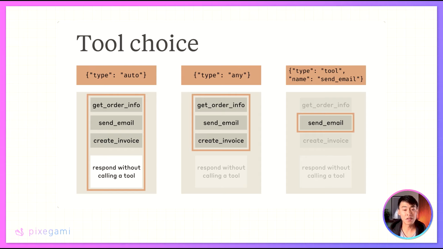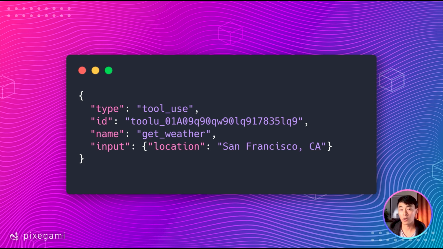When Claude receives this message, it will first need to decide which tool it should use, or whether it even needs to use a tool at all. You can also force it to use specific tools by changing this type parameter. If Claude does decide to use a tool, it will respond with a JSON object like this.